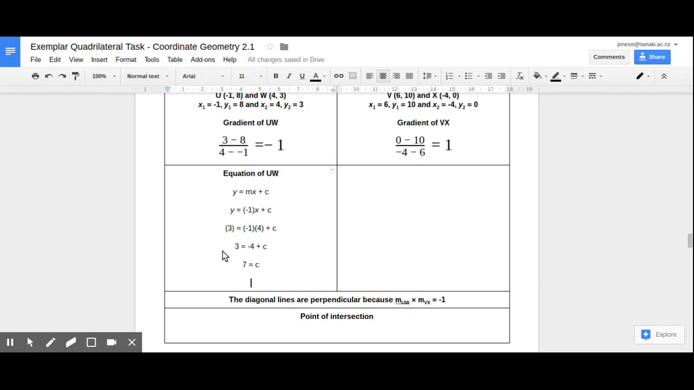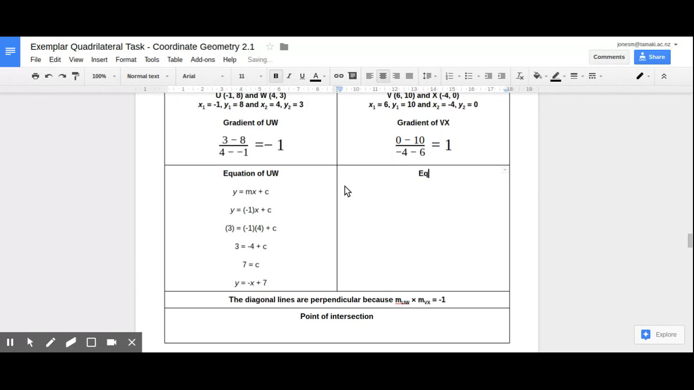So we have found our y-intercept. The equation of this line is going to be y equals mx plus c. Our m is -1, x plus our c is 7. We don't need to write the 1 because we are mathematicians, we're lazy, we're just going to write it like that. So our equation of UW is y equals -x plus 7.